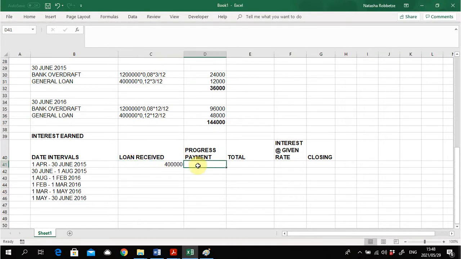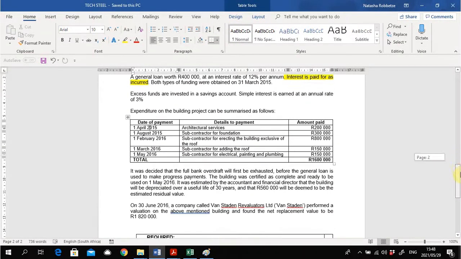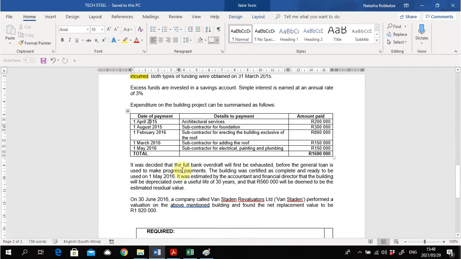Right, so now something that's also very important to take into account is the sentence where they tell you it is decided that the full bank overdraft will first be exhausted before the general loan is used to make progress payments. So for the general loan, it's a total of 400,000, and that is the funding that we will use lastly because the bank overdraft is first exhausted. So I'm going to count from the bottom.